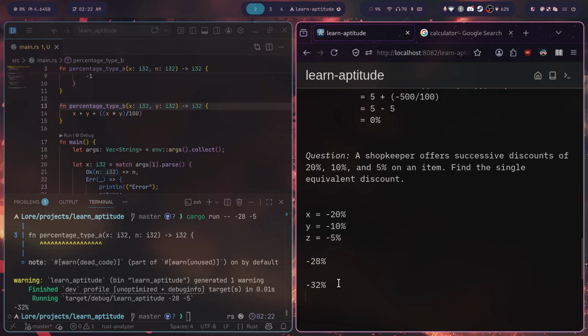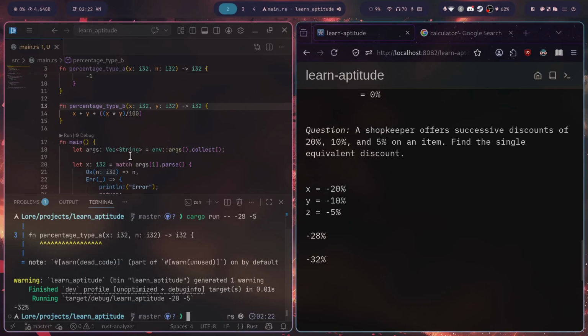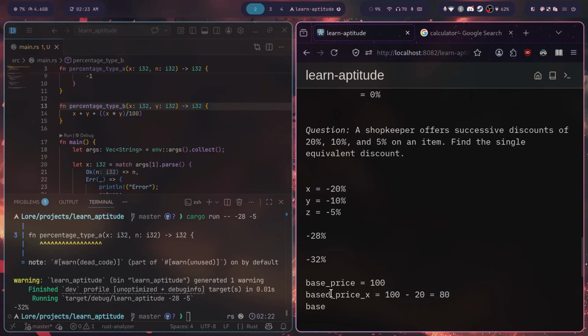If you want to solve it logically, of course you can. You can follow the formula, or if you want to logically reduce it, simply take base price equal to 100. If I introduce a discount of 20, the base price after x will be 100 minus 20 equals 80, and the base price after y, since 10% of 80 is equal to 8 only, will result in 72.